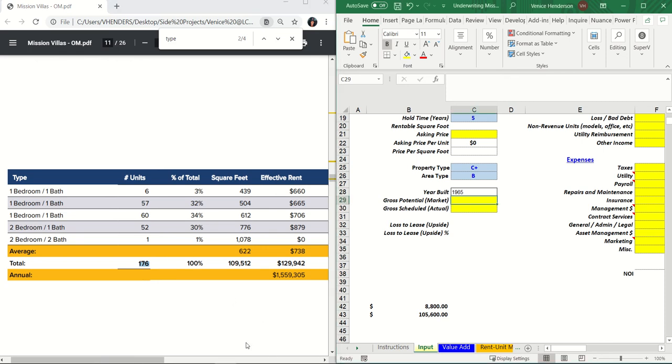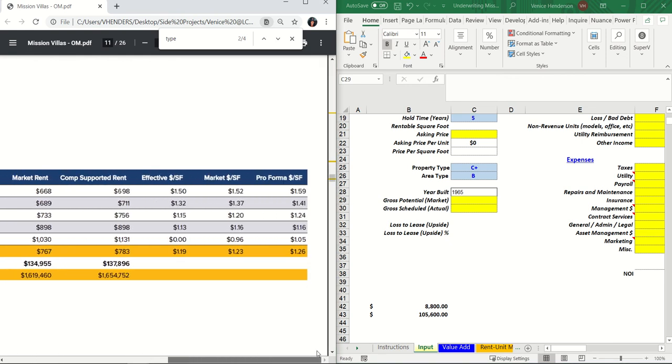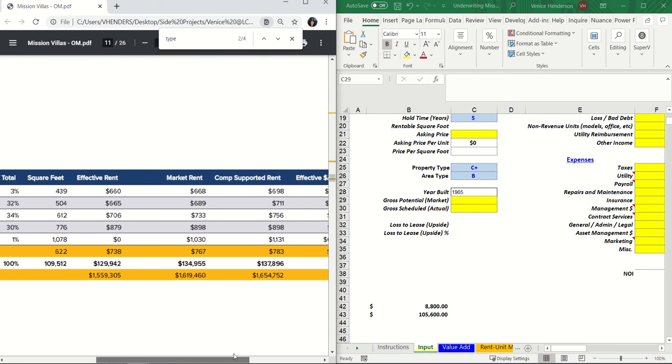All right, so with that said, our average rental income, effective rent, effective per square foot, that's the pro forma, comp supported, market, and effective. All right, so the effective rent is $738, the market rent is $767, and the comp supported rent is $783. So we're going to go ahead and say that the actual is $738 here. And then we are going to say that this one is $767. We're going to run our numbers conservatively. If we can make this work conservatively, then we are in good standing.